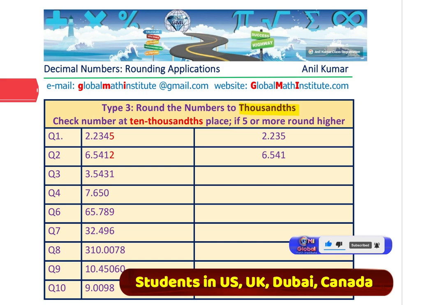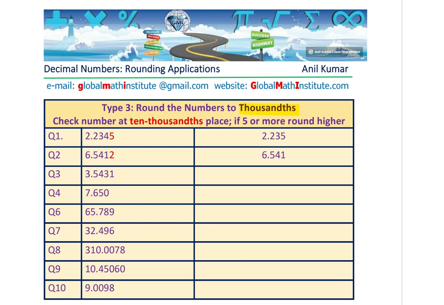So 6.541 remains at 6.541. Correct? So what are you doing? You are checking the number in the 10,000ths place, right? So you're checking this number. Do you see that? Here in the 10,000ths place, no number is there. These are the numbers which I am highlighting, which are at the 10,000ths place. You have to check these highlighted numbers. If they are 5 or more, the number on the left is increased by 1. Otherwise, they remain the same. So once we have done this checking, we can write down the answers.